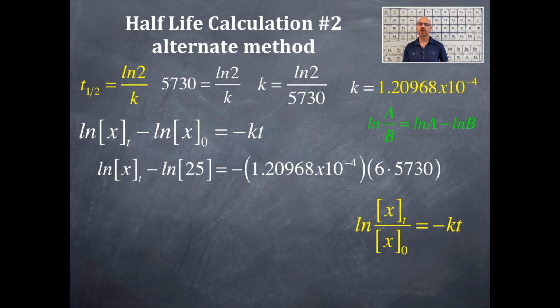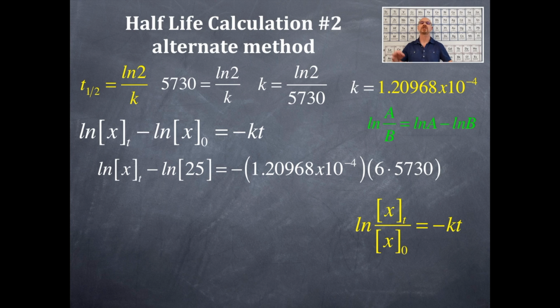So the natural log of time 0, that's x sub naught, is equal to 25 because it was 25 grams. We solve for the rate constant, that's the 1.20968 times 10 to the negative 4. That is the rate constant, that's equal to k. Remember, there's a minus sign, a negative sign right in front of that. Don't forget about that.